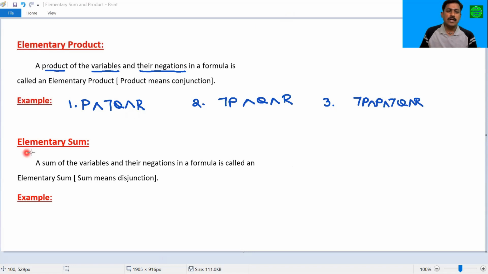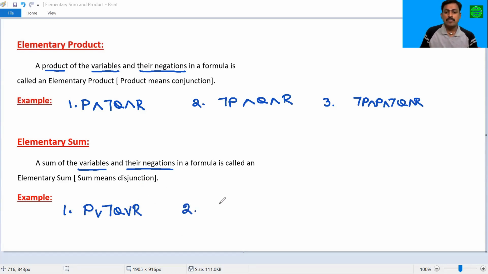The other definition, elementary sum. A sum of the variables and their negations in a formula is called an elementary sum. Here, sum means disjunction. Example, same as the previous one, we are considering variables and their negations. I can take some variable and the negation of it. In between them, if you take sum, meaning disjunction, here I write the disjunction symbol, then this formula is called an elementary sum.